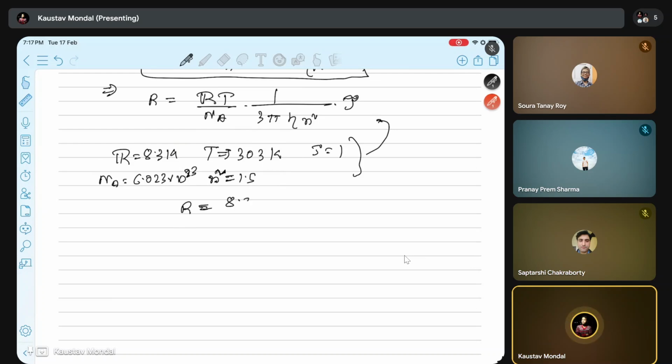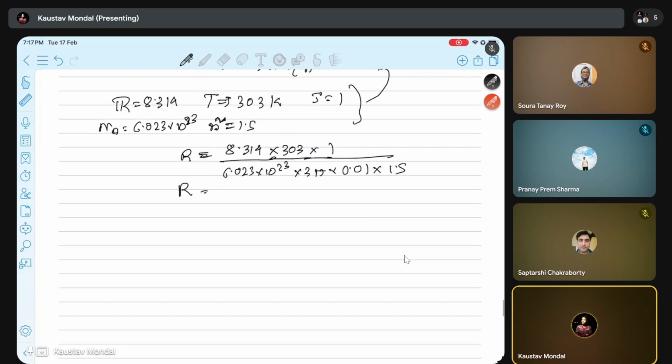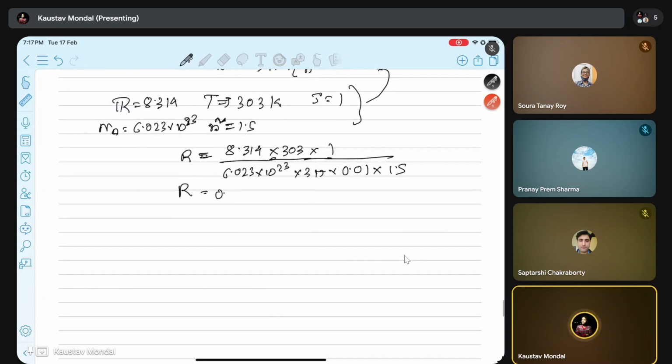So now just substitute the values: 8.314, 6.023 into 10 to the power 23, temperature 303, tau is 1, 3 pi eta into 0.01 into 1.5. Now from here if you calculate R, that is the radius, it would come as 0.29 into 10 to the power minus 12 centimeter.